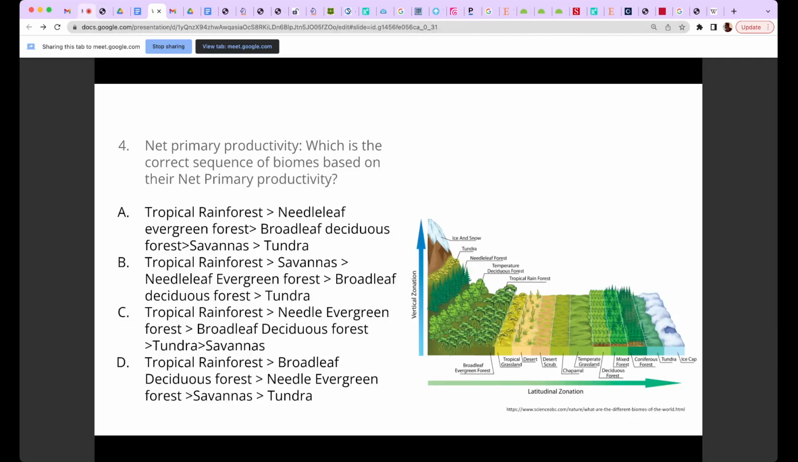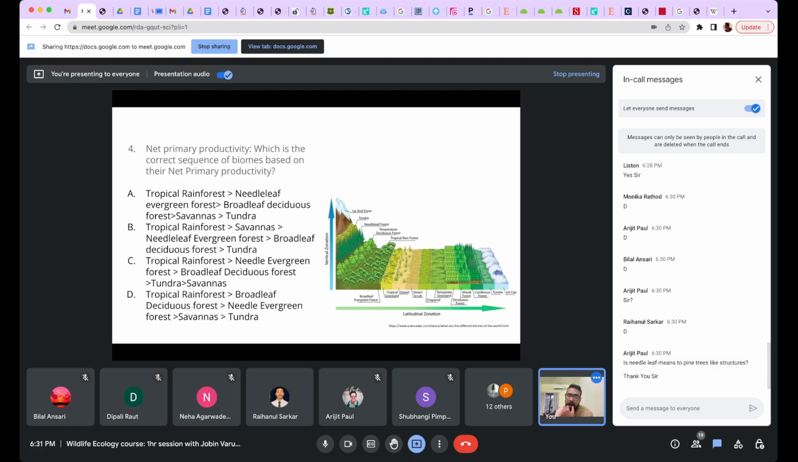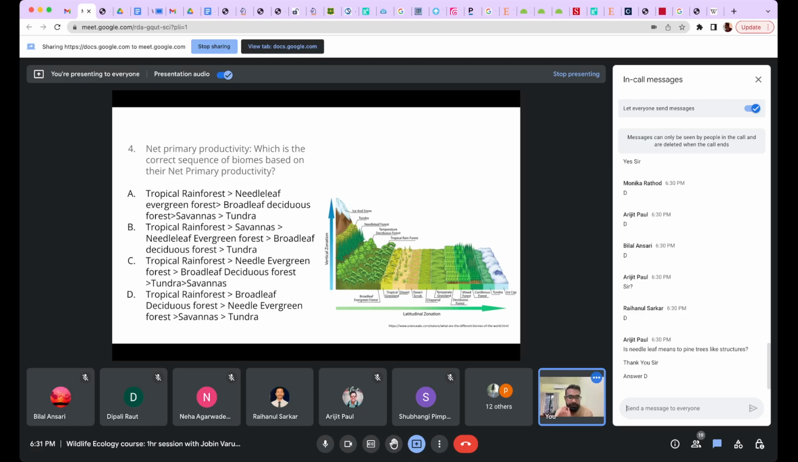Okay, sorry, I had to do that. I had made a mistake over there in D. But now tell me the answer. Yes, Arijit, needle leaf means pine-like structure. Basically, pine, conifers, all these trees. Now, can you rethink the answer? Oh, okay, D only.